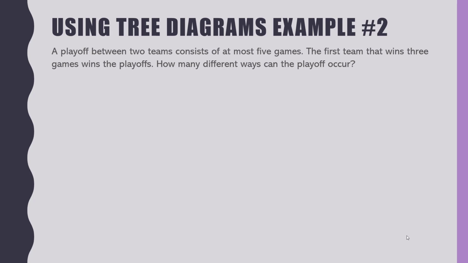I think that's out of the book. There's also another one in the book, which is this one right here. A playoff between 2 teams consists of at most 5 games, so no more than 5 games. The first team that wins 3 games wins the playoffs. How many different ways can the playoffs occur?